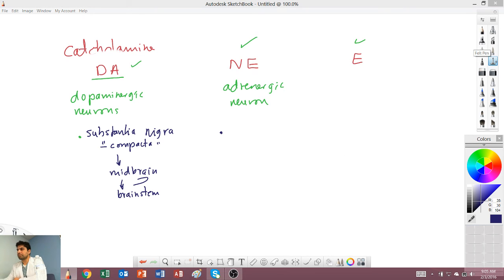Isn't that why, if you have a deficiency in melanocytes, you pretty much also have a deficiency in neurons, because they come from the same base?